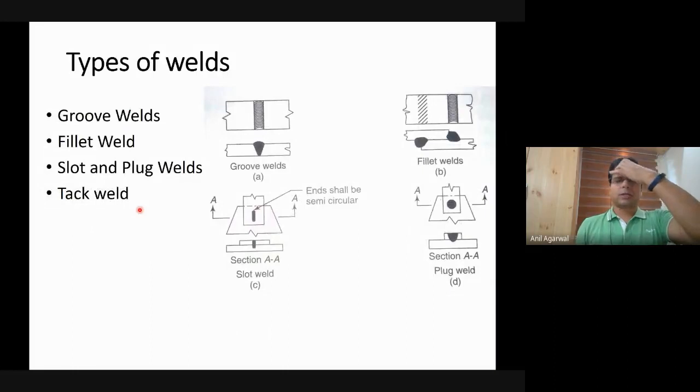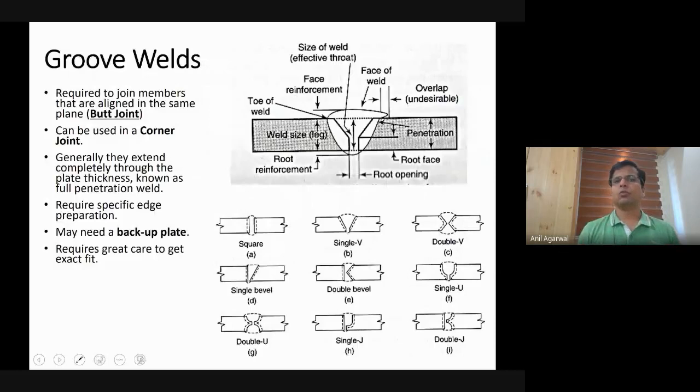Tack welds are not really used for final structural purposes, but they are used to start the welding, to hold things in place. Now, getting into more details about groove welds. Groove welds are relatively structurally more reliable, more robust, but they are harder to make.